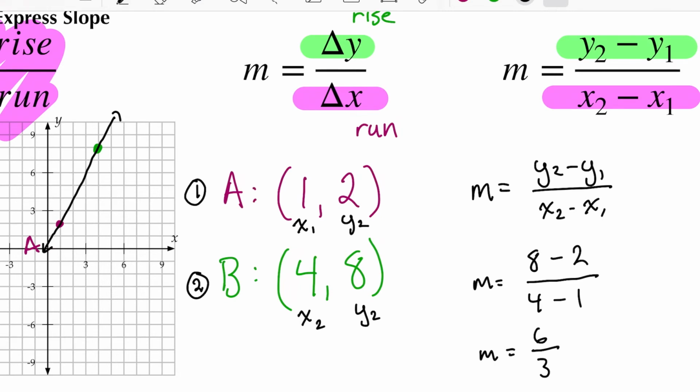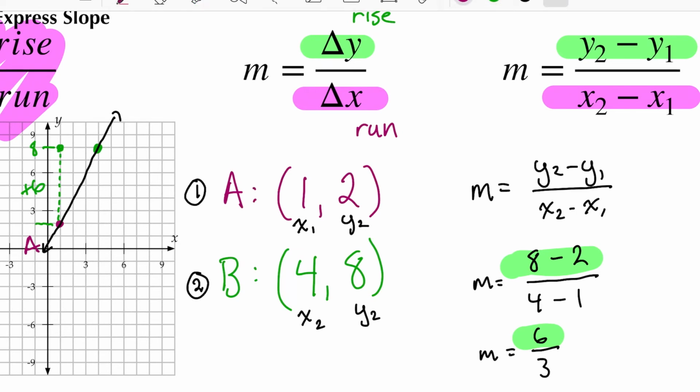And now let's do the rise. So it starts at 2 and goes up to 8. So our rise is plus 6. Now, if you look over here, you can see where those numbers come from. We did 8 take away 2 to get a rise of 6.